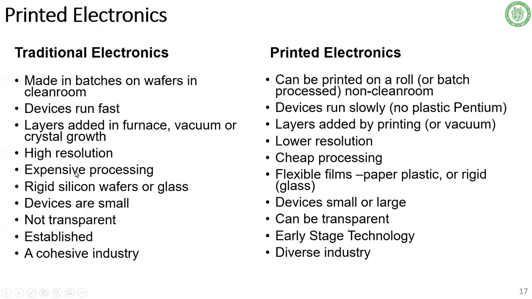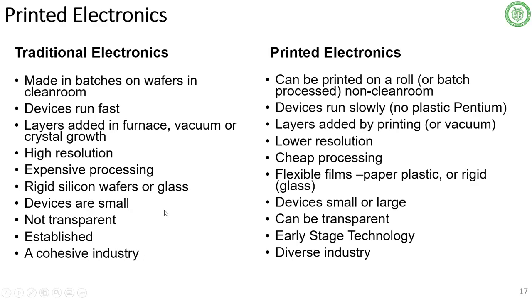Traditional electronics is an expensive process. Printed electronics is a cheap process because you need only this printing setup. But for traditional electronics, you need a clean room. You need a high vacuum. You need some high energy processes like CVD, PVD, and other processes. So it's an expensive process, and you have a limitation on the rigid silicon wafer or glass. You can only fabricate electronic devices on rigid wafer or glass, but in printed electronics, you can use paper, plastic, even clothes.